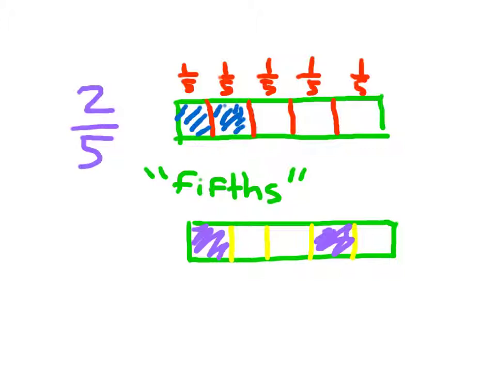Just to let you know, it would have been perfectly fine for 2/5 if we had chosen to shade 2 different fifths. We didn't have to shade the first 2. We could have shaded any of them, where we got 2 out of the 1, 2, 3, 4, 5 that are shaded. It still represents 2/5.